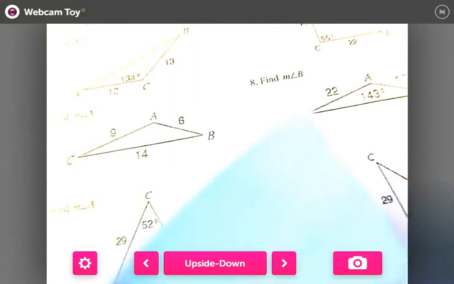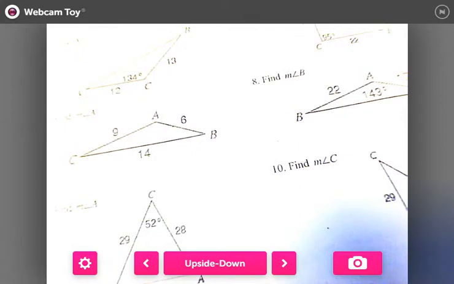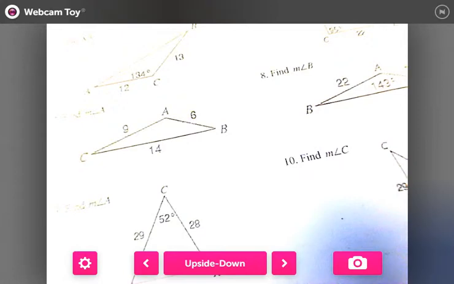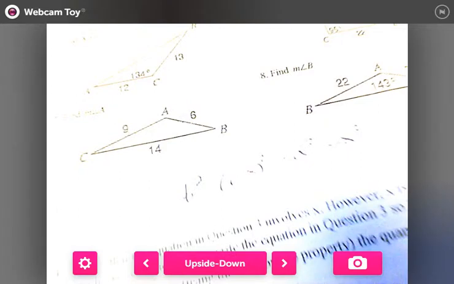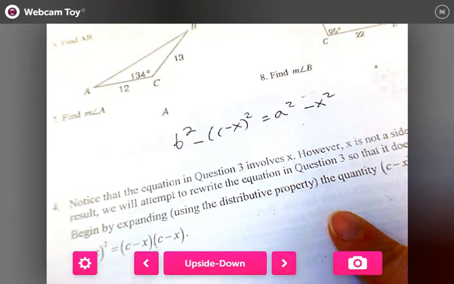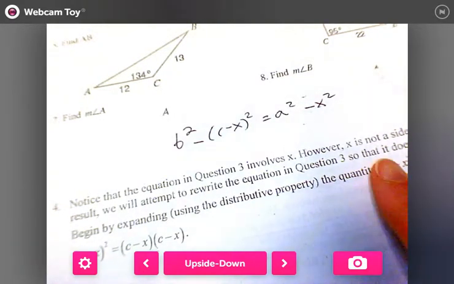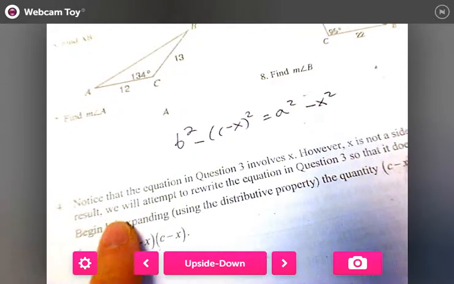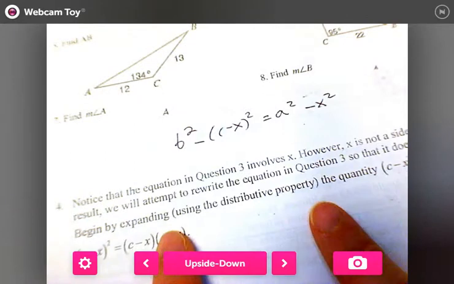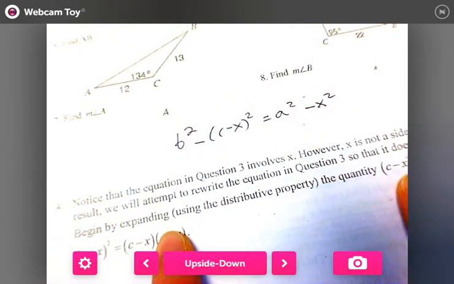Okay, so the first thing I'm going to do is I've got b squared minus c squared equals a squared minus x squared. If I write this down then you guys can do it. Okay. So that's what I'm starting with. Notice that the equation in question 3 involves x. However, x is not a side of ABC. As a result, we will attempt to rewrite the equation in question 3 so it does not include x. Begin by expanding using the distributive property.